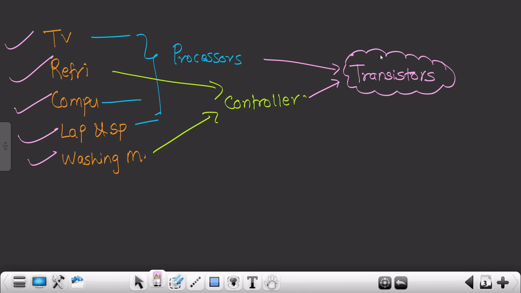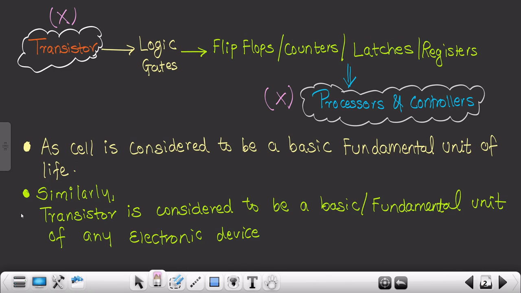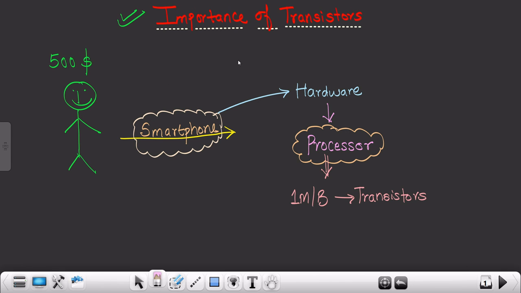You can take n number of examples, but when you go into some depth or a broader way, you end up having millions or billions of transistors, right? So that's why I wrote this sentence, that the transistor is considered to be a basic or fundamental unit of any electronic device. I hope you are getting my point. Now I hope you got to know why we are studying this, or why I am dedicating one complete course to this particular topic.